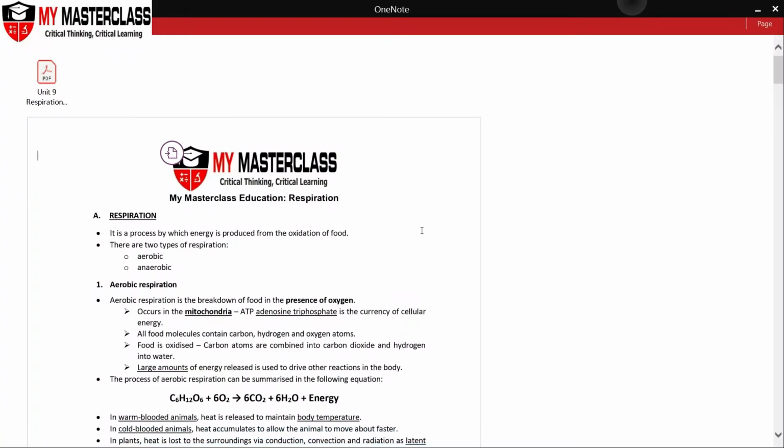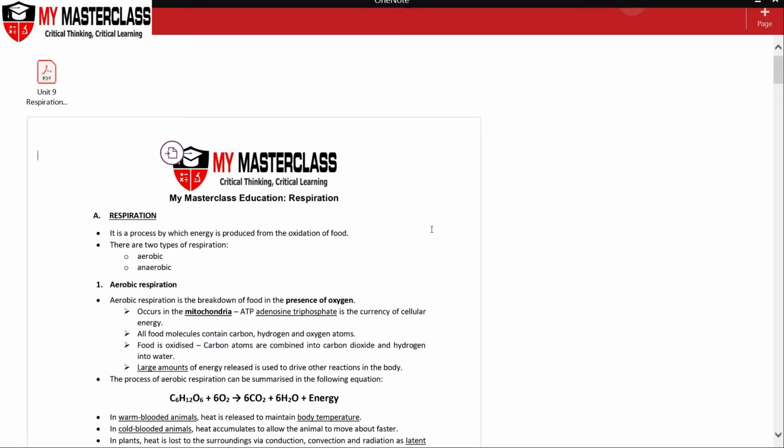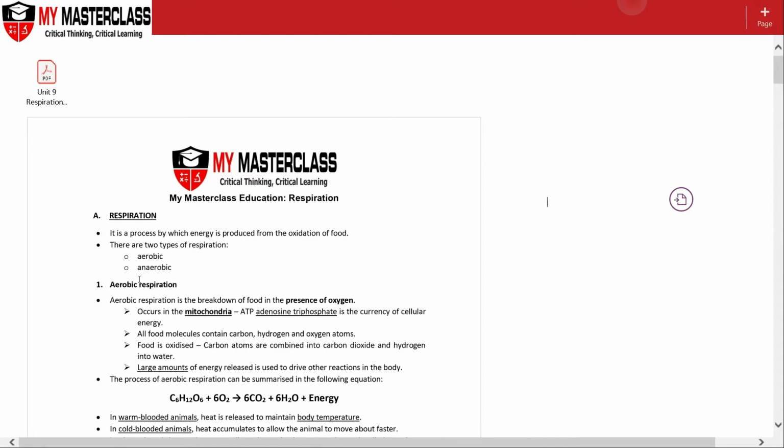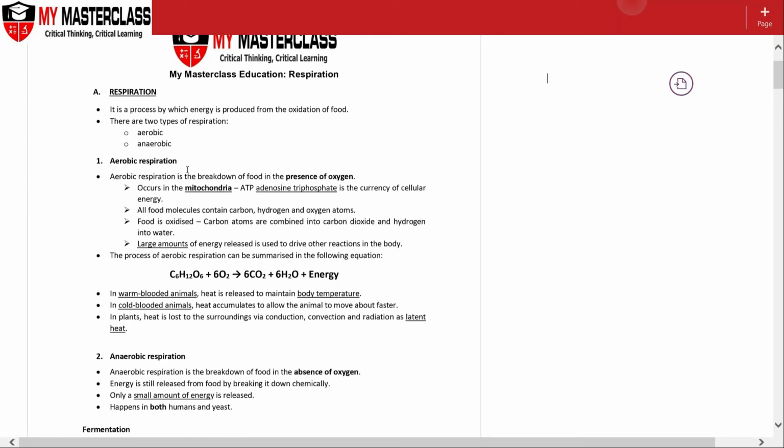Hi students, today we'll be talking about respiration. Okay, so for respiration, there are two types of respiration. One is aerobic respiration and the other one is anaerobic respiration. For aerobic respiration, here is basically the breakdown of food, but you require oxygen.